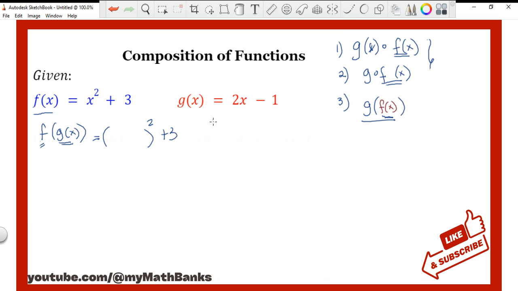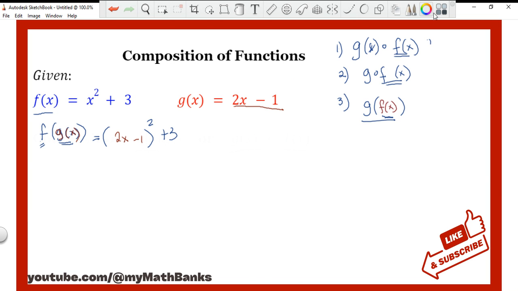So pretty much everything is the same. The only difference is that I replace the x with parentheses. And why is that? Because inside that parentheses, I'm gonna put my inside function, which is g of x. So this is the g of x, I'm gonna put that in here, 2x minus 1. Okay, so that is the f of g of x.